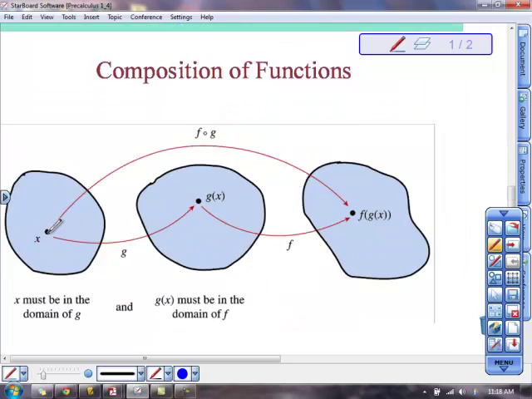So it looks like this. We're going to take x, stick it into g, and take that number and stick it into f, which we could also say like this. We're just going to do this one operation and call it the composition of f and g.